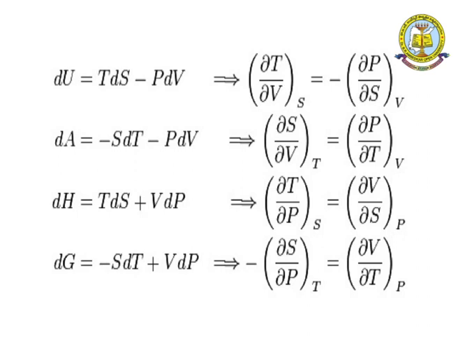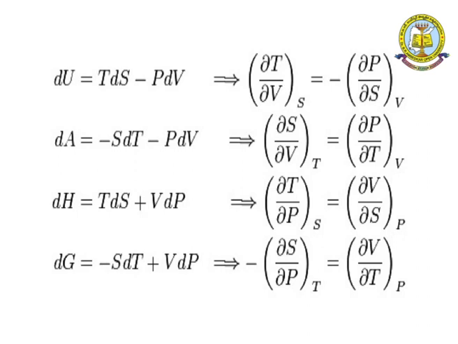So, finally, we are writing here dU equals TdS minus PdV, which gives the Maxwell's equation (∂T/∂V) at constant S equals minus (∂P/∂S) at constant V. The second one is dA equals minus SdT minus PdV. From this equation we have derived (∂S/∂V) at constant T equals (∂P/∂T) at constant V, and the third equation, dH equals TdS plus VdP. These are the four basic equations.